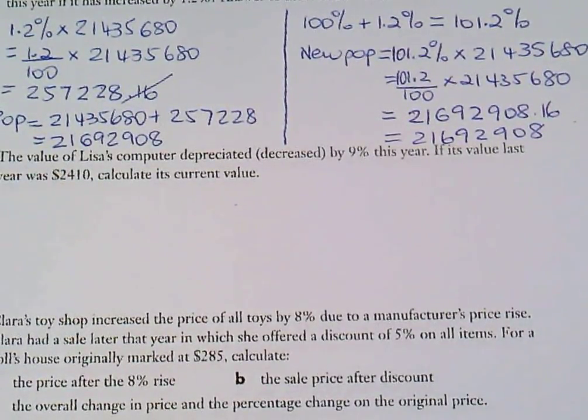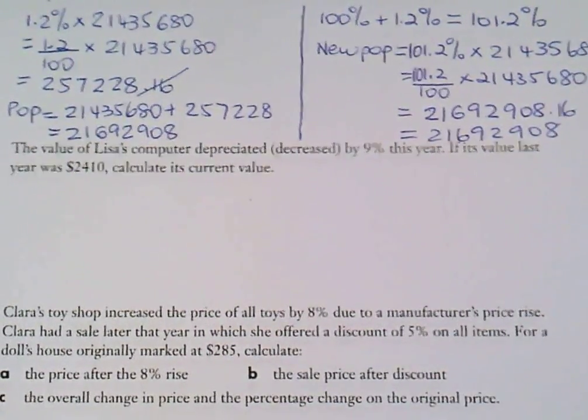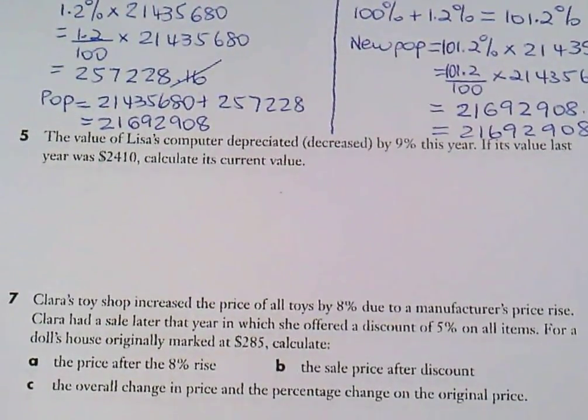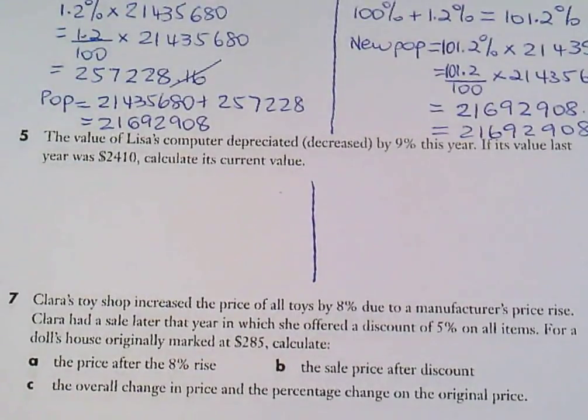Now, question 5 from the exercise 6.09, it says the value of Lisa's computer depreciated or decreased by 9% this year. If its value last year was $2,410, state its current value. We'll do old method and new method. But this is the last time I'm doing old method.